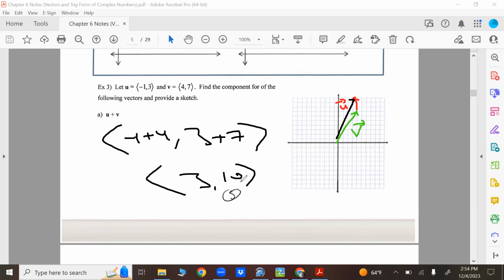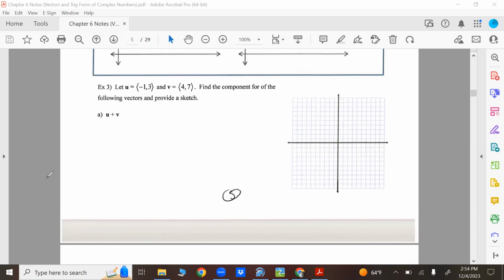So what I should have done when I drew, let me back up a little bit because this might be a little confusing. But what I probably should have done was this. When I initially drew it, let me draw 4, 7, just kind of like that, right? That's V. And then from the head of the first vector, go 1 left, 3 up. That's what I should have done initially. So my bad, I didn't do that initially. But go 1 left, 3 up.